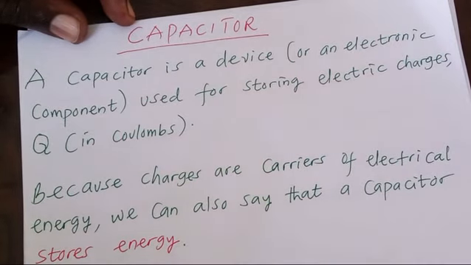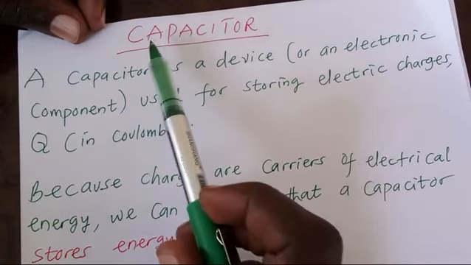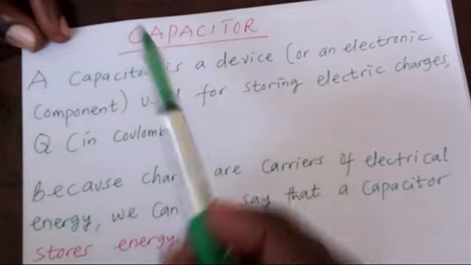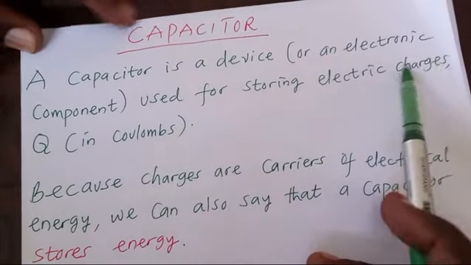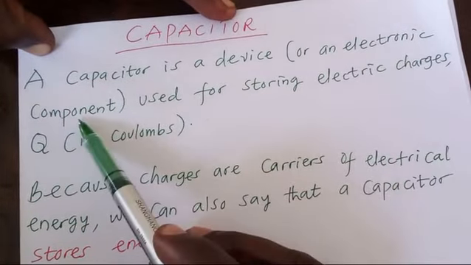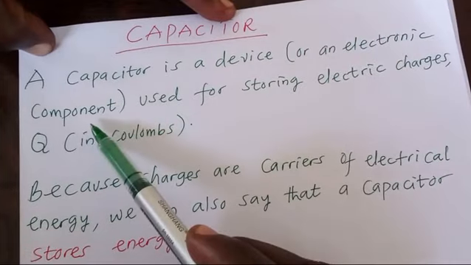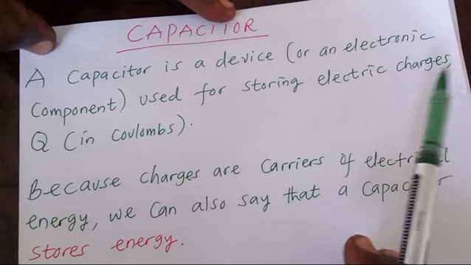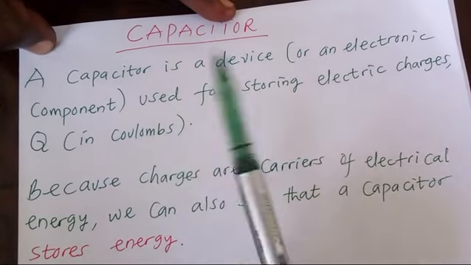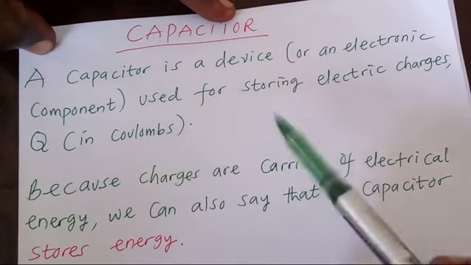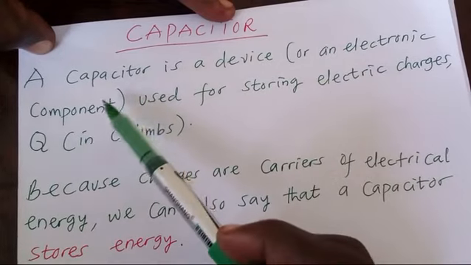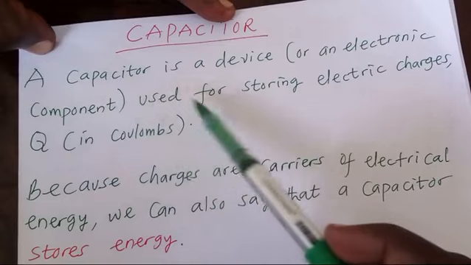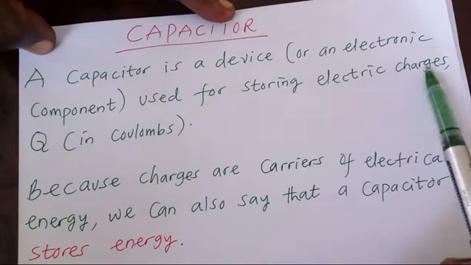In today's video, we will look at capacitor. A capacitor. What do we mean by a capacitor in physics? A capacitor is a device or electronic component. We say it is an electronic component because we use it in electronic circuits. And its main purpose is that it stores electric charges. This is why we said a capacitor is a device or an electronic component used for storing electric charges.